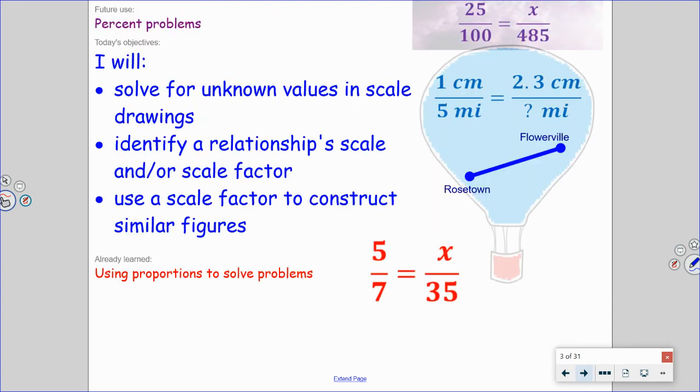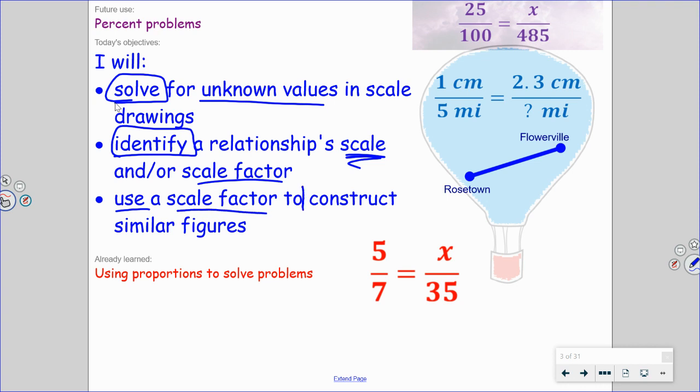All right, ladies and gents, our goal today is threefold. We will hope to solve for unknown values in scale drawings. We will find or identify the relationship scale and or the scale factor. Again, we'll talk about the difference between those. Furthermore, we will use those to construct similar figures.